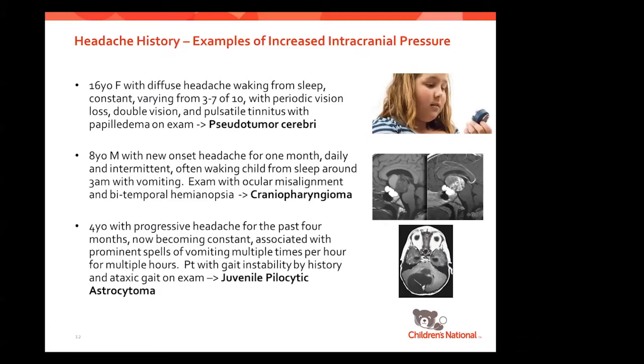On exam, this patient has ocular misalignment because they have a 6th nerve palsy from increased intracranial pressure and a bitemporal hemianopsia, meaning they can't see out to the sides of both eyes. That's what you see when you have compression of the optic chiasm medially.